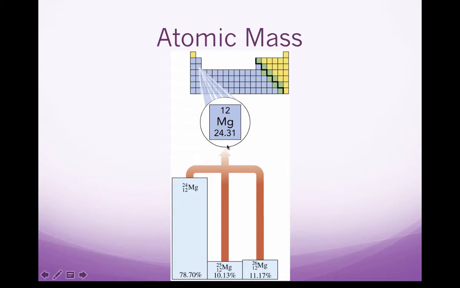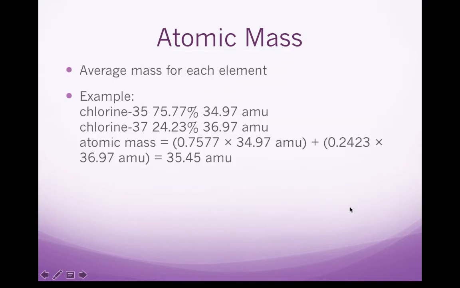So here's just another visual representation of the isotopes of magnesium. Here it's showing again the vast majority of magnesium atoms are magnesium-24. Okay, again, like I said, the average atomic mass is the average mass for each element. So let's look at a couple examples.